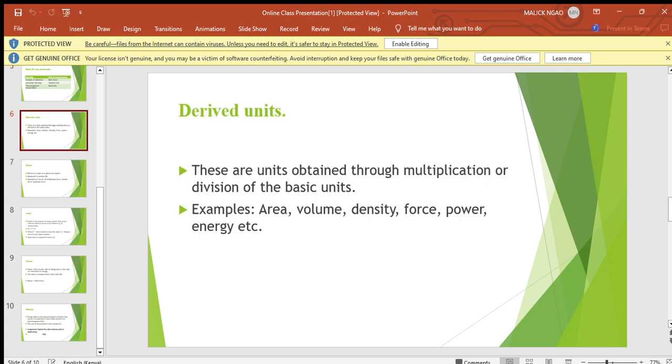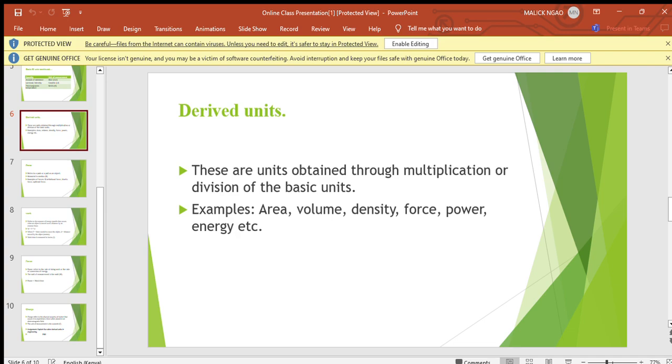Then after the basic SI units, we have the derived units. These are obtained through either multiplication or division of the basic SI units. Examples of derived units include area, volume and density. The three are derived from distance. We also have force, power and energy.